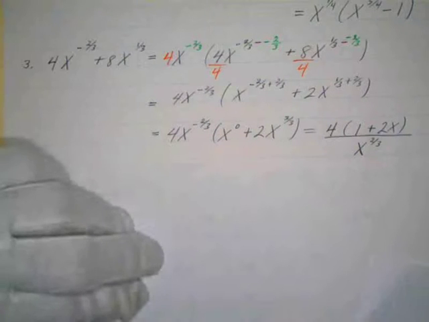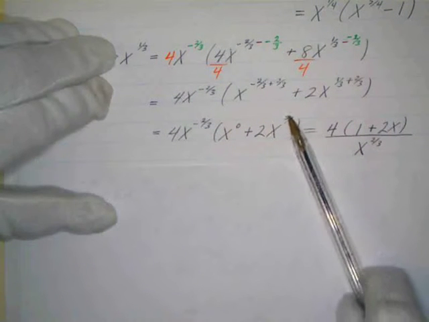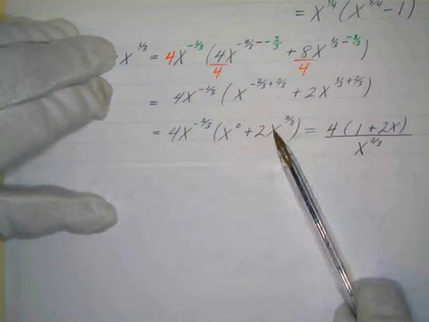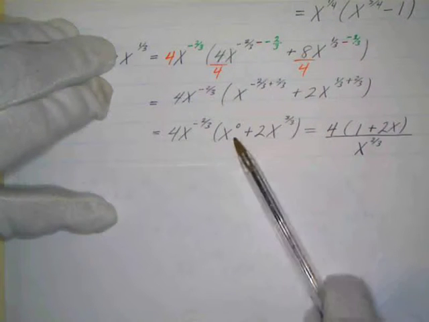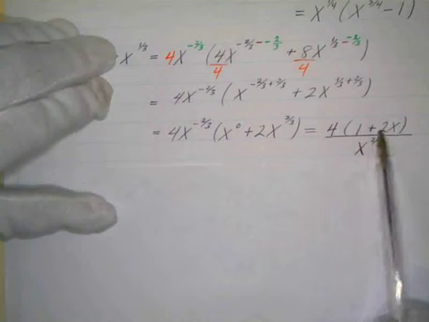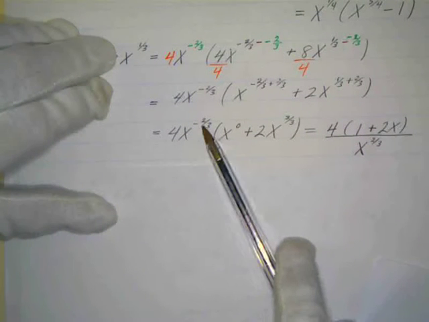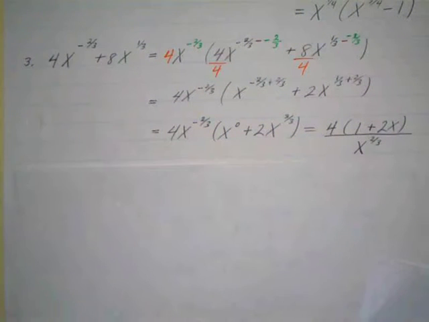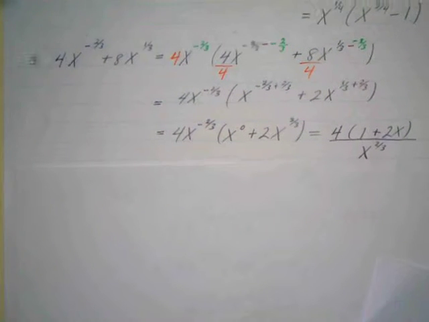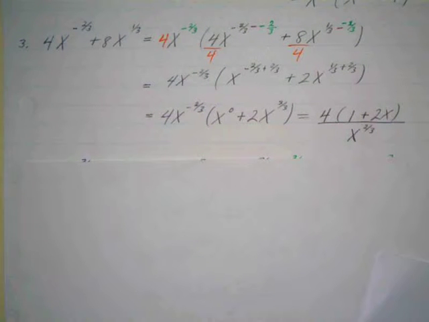All right? And then the final step: 3/3 is 1, so I just have x to the first power, or x, so this is 2x. And x to the 0 is 1, so I've got 1 plus 2x. I've got 4, and all I did was take the x to the negative 2/3 and put that on the bottom so we'd have a positive exponent, because lots of times we like that positive exponent in the denominator rather than a negative exponent in the numerator. And that's what you have.